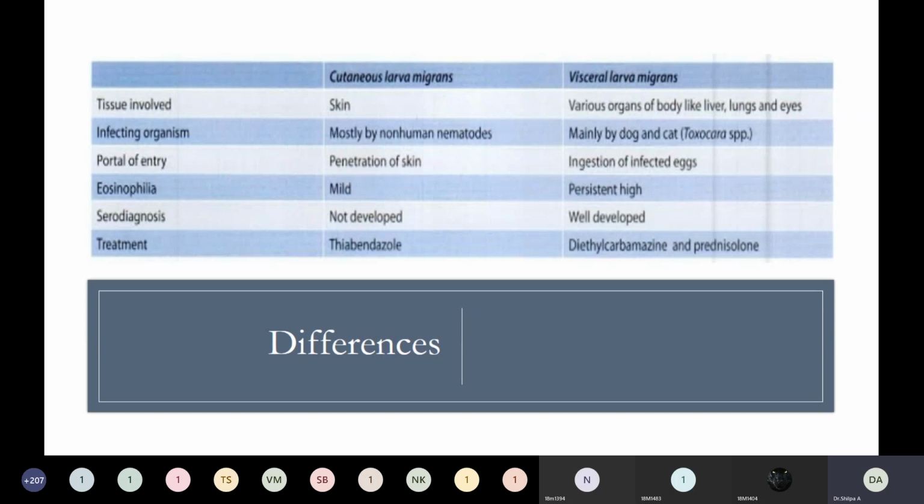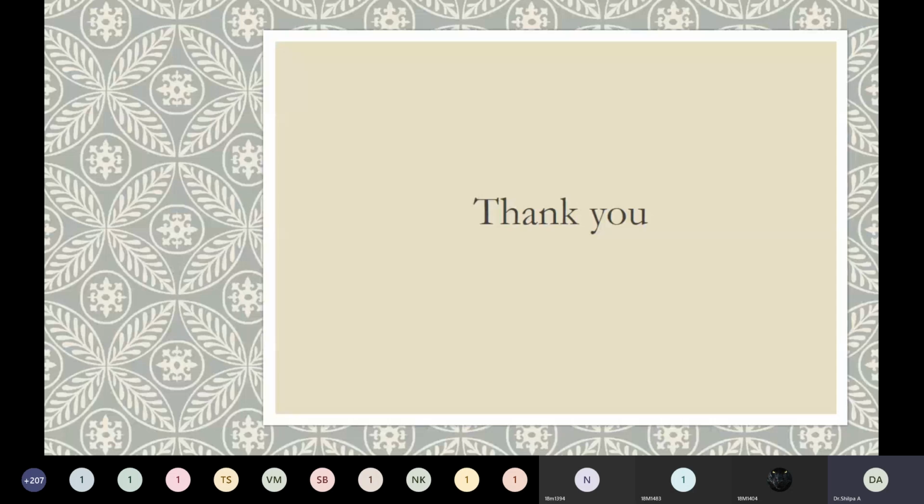Okay, this is about your general introduction to nematodes. Here you have to remember the classification, 3 different types of classification, and you should be able to write larva migrans along with the examples for a 5 marks question. Okay, thank you.